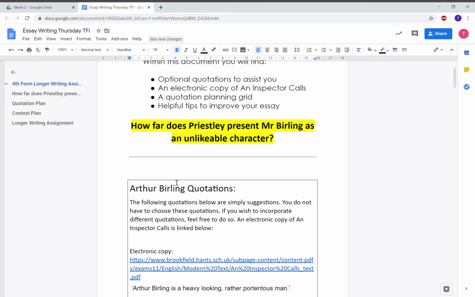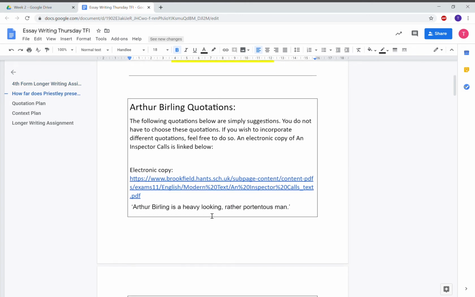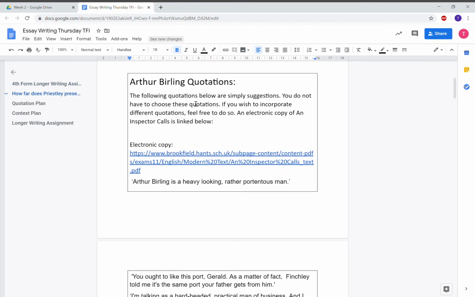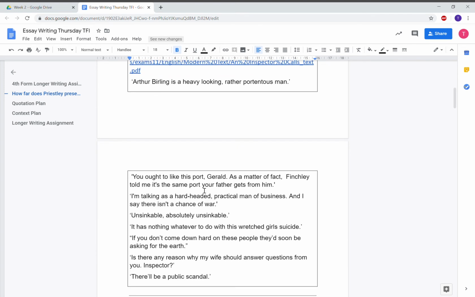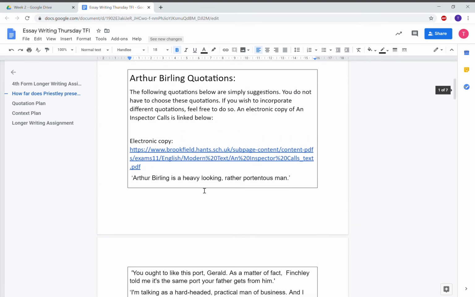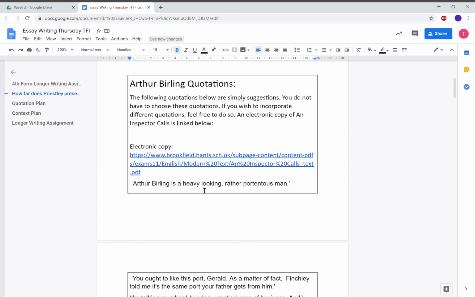How far does Priestley present Mr. Birling? However, you do have an Arthur Birling quotations box with a number of Arthur Birling quotations, which you can feel free to use in this assignment. This is a longer writing assignment. It's not a formal assessment, okay? This isn't going to affect setting in any way.